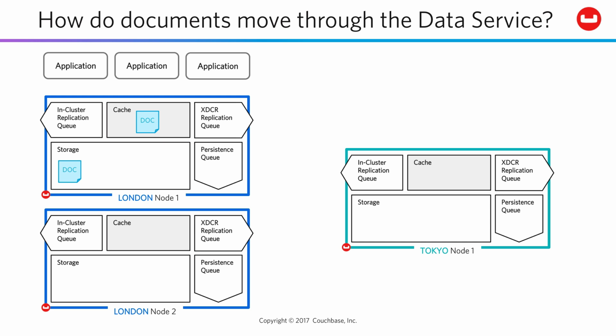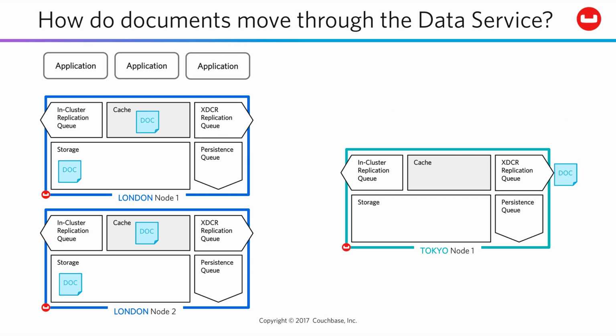From the cache, at least in this scenario, which assumes configuration for both in-cluster and cross-data center replication, the document then enters the persistence queue for local storage. It also enters the in-cluster replication queue for memory-to-memory transmission to another node in the same cluster, where it is also cached, and then passed to that node's persistence queue to be stored, though this time as a replica.